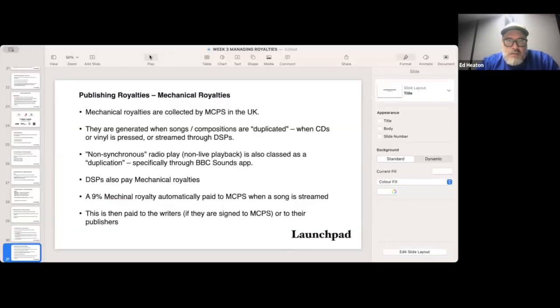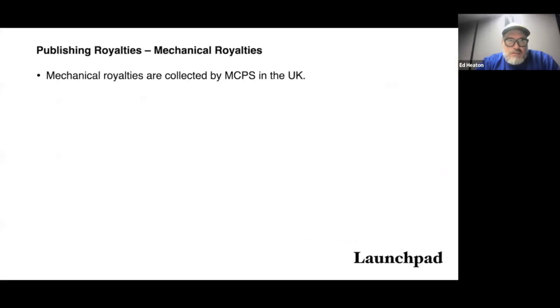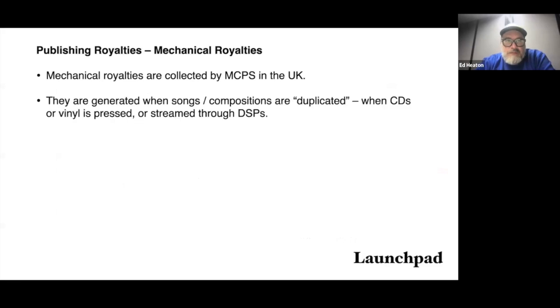So going back to mechanical royalties. So mechanical royalties are collected by MCPS in the UK. They are generated when a song or compositions are duplicated, when CDs or vinyl is pressed or streamed through DSPs. So streaming through DSPs is considered a reproduction of the song.